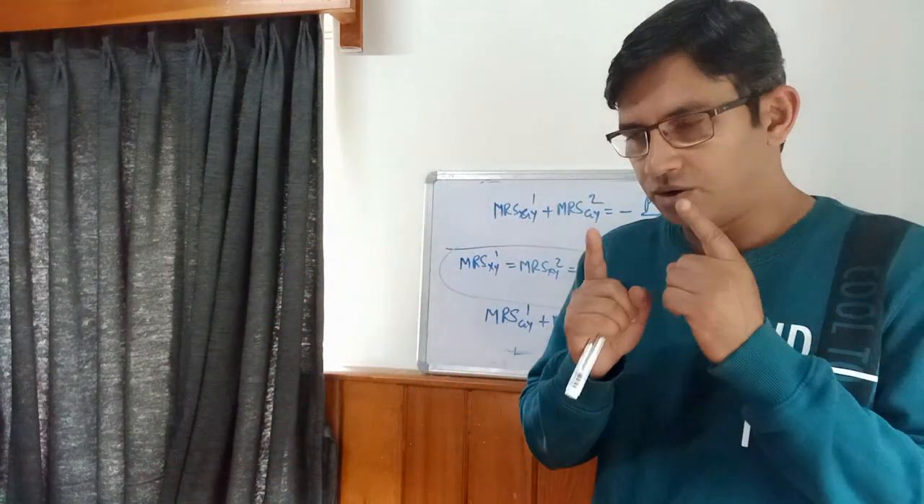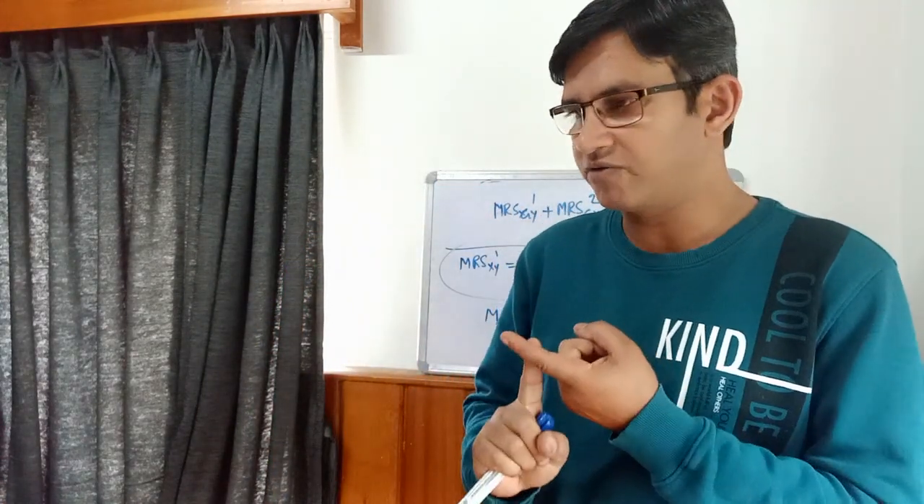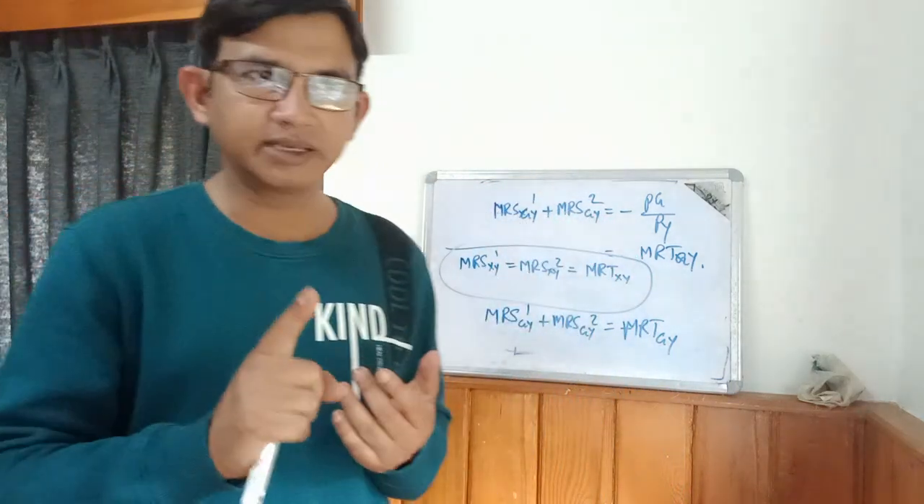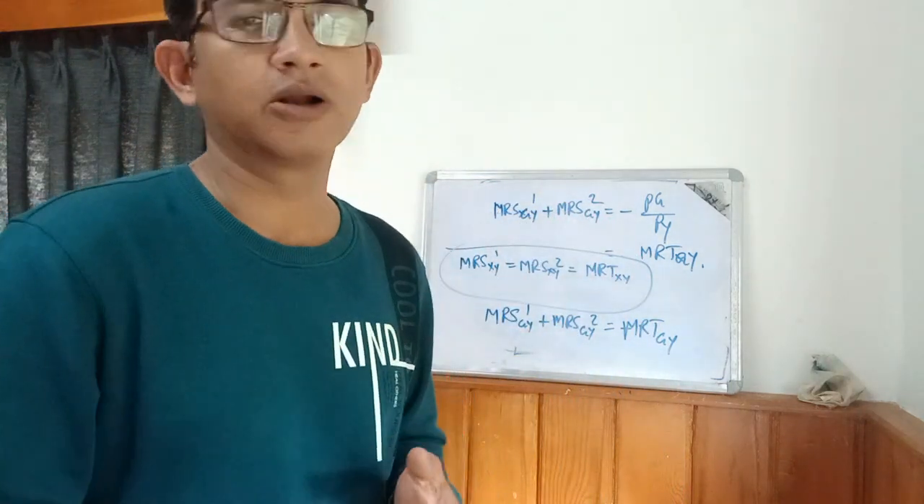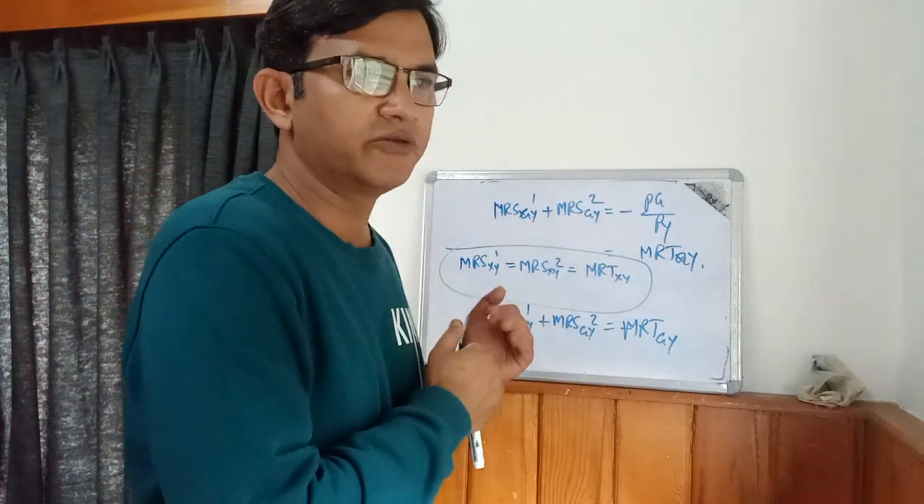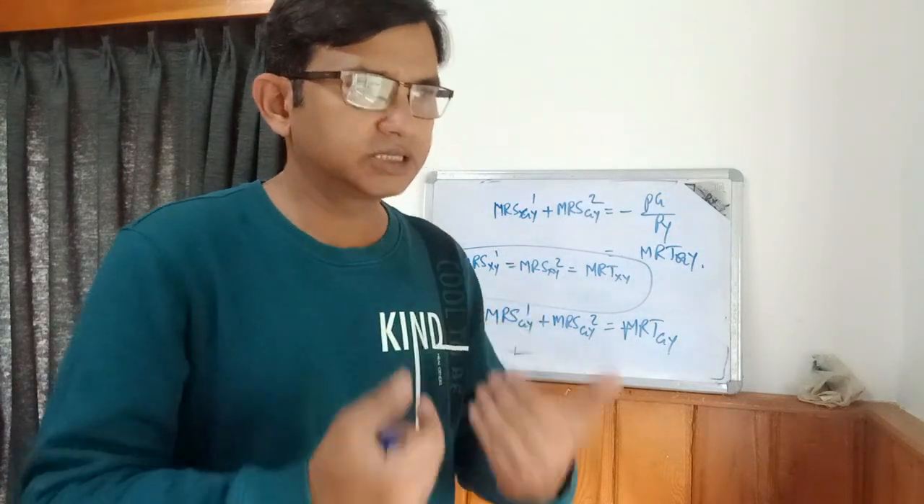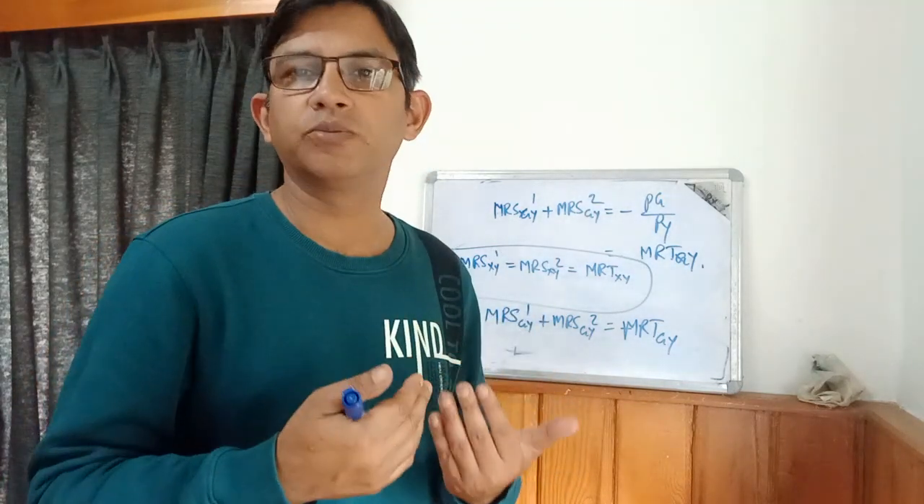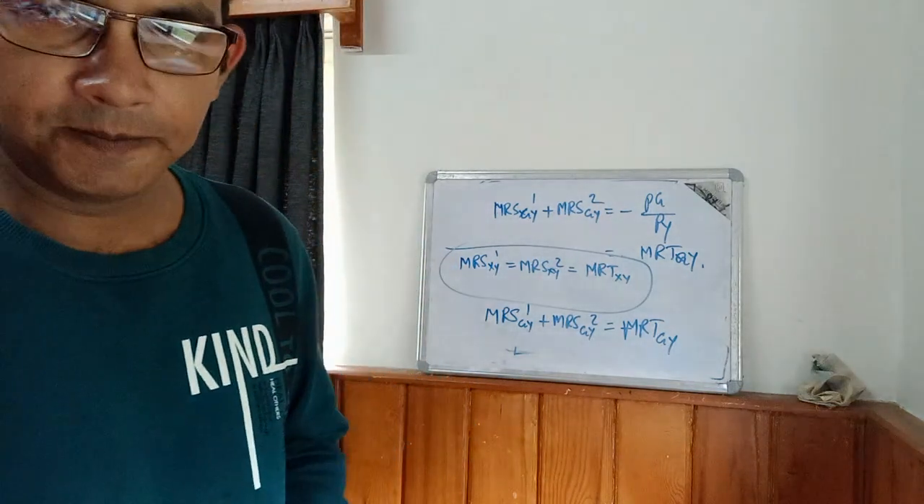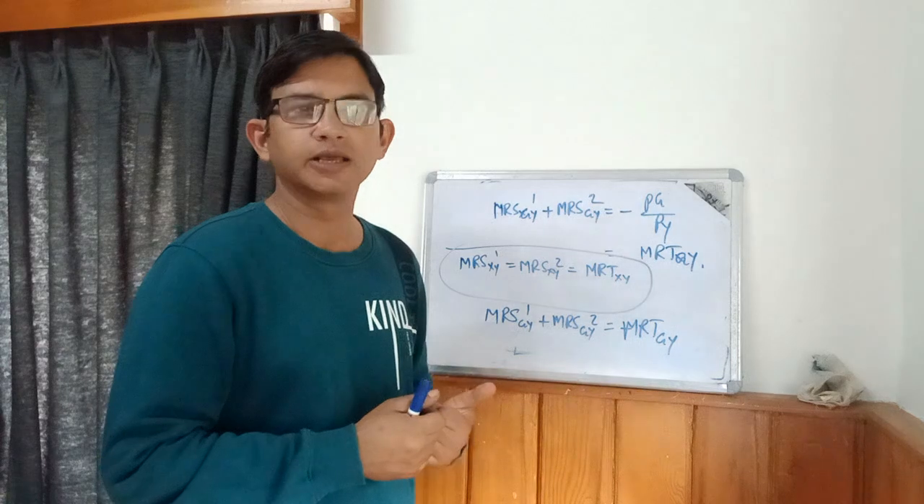Because of non-excludability and non-rivalry, we don't get uniformity of price for a public good. And that is the main reason for generating Pareto inefficiency in the economy. So this is what I wanted to prove. And this lecture ends here.